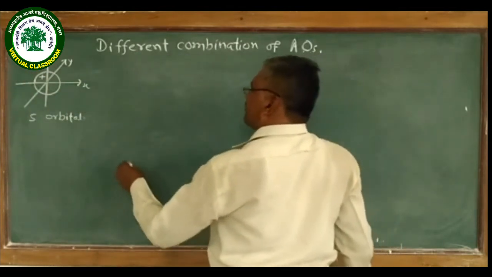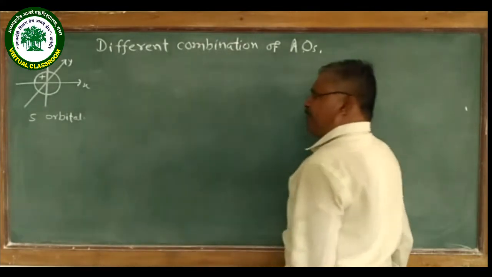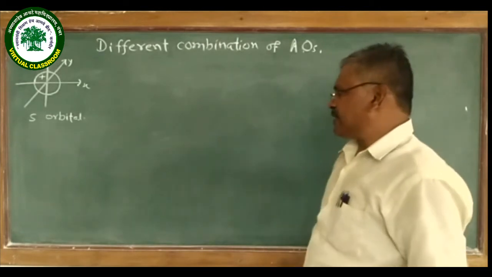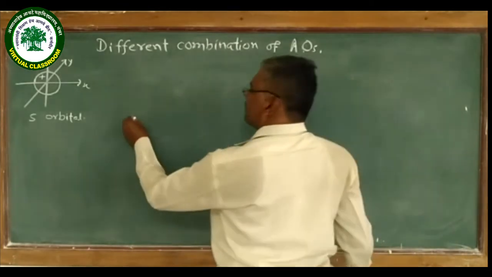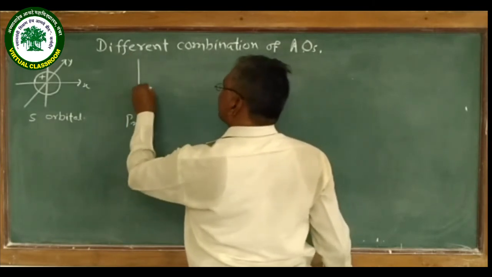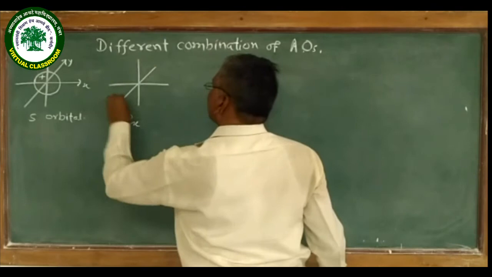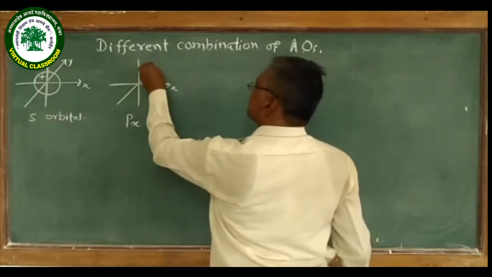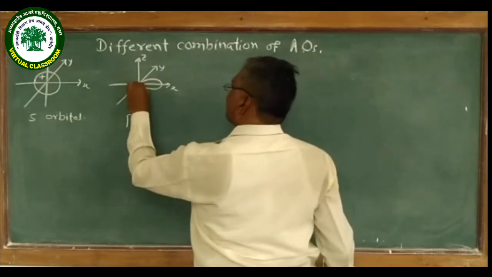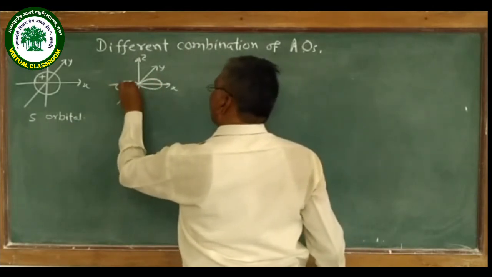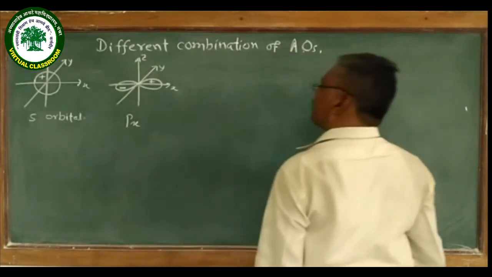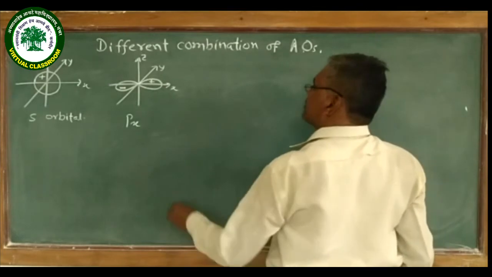P orbitals are of three types, having dumbbell shape. If the lobes are along x-axis, it will be px orbital. So the shape of px orbital is like this. This is x-axis, y-axis and z-axis. Then px orbital will be along x-axis, positive sign and negative sign for their wave functions.